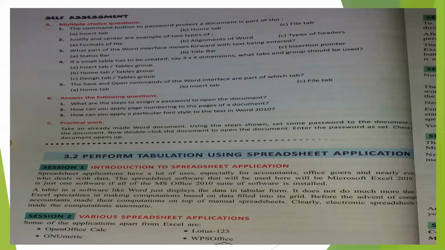Next is the application, spreadsheets. As you know, it is a tabular format made up of rows and columns. Horizontal ones are your rows, vertical ones are your columns. And again, we have various spreadsheet applications like OpenOffice Calc, LibreOffice Calc, Gnumeric, WPS Office, Google Sheets, and MS Excel.